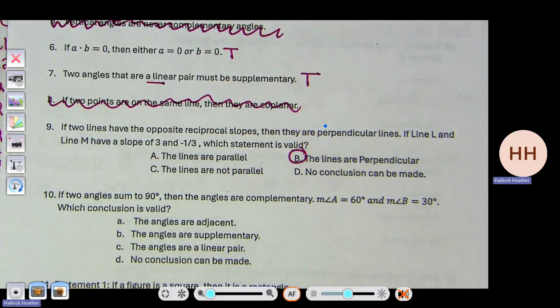Does that sound familiar from algebra 1? Opposite reciprocal slopes. If not, I'm going to reteach it to you next week anyways. Not next week, but the week after.